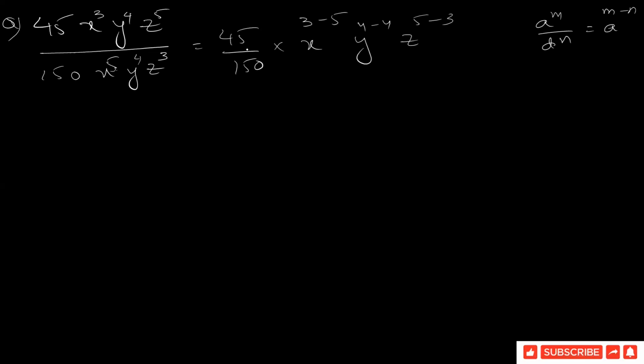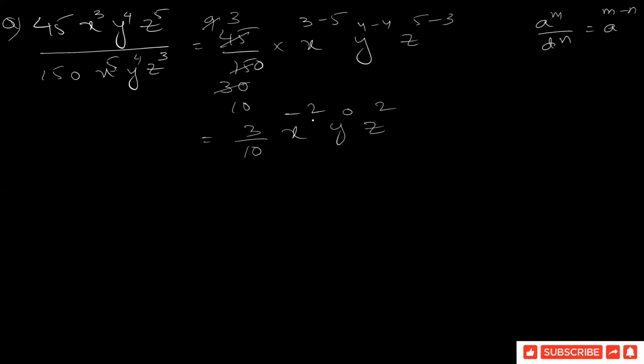Now let us divide. 5 times 9 is 45, 5 times 3 is 15, this 0 comes as it is. Now we divide again. 3 times 3 is 9, and 3 times 10 is 30. So it will be 3 upon 10 times x power minus 2, y power 0, and z power 2.